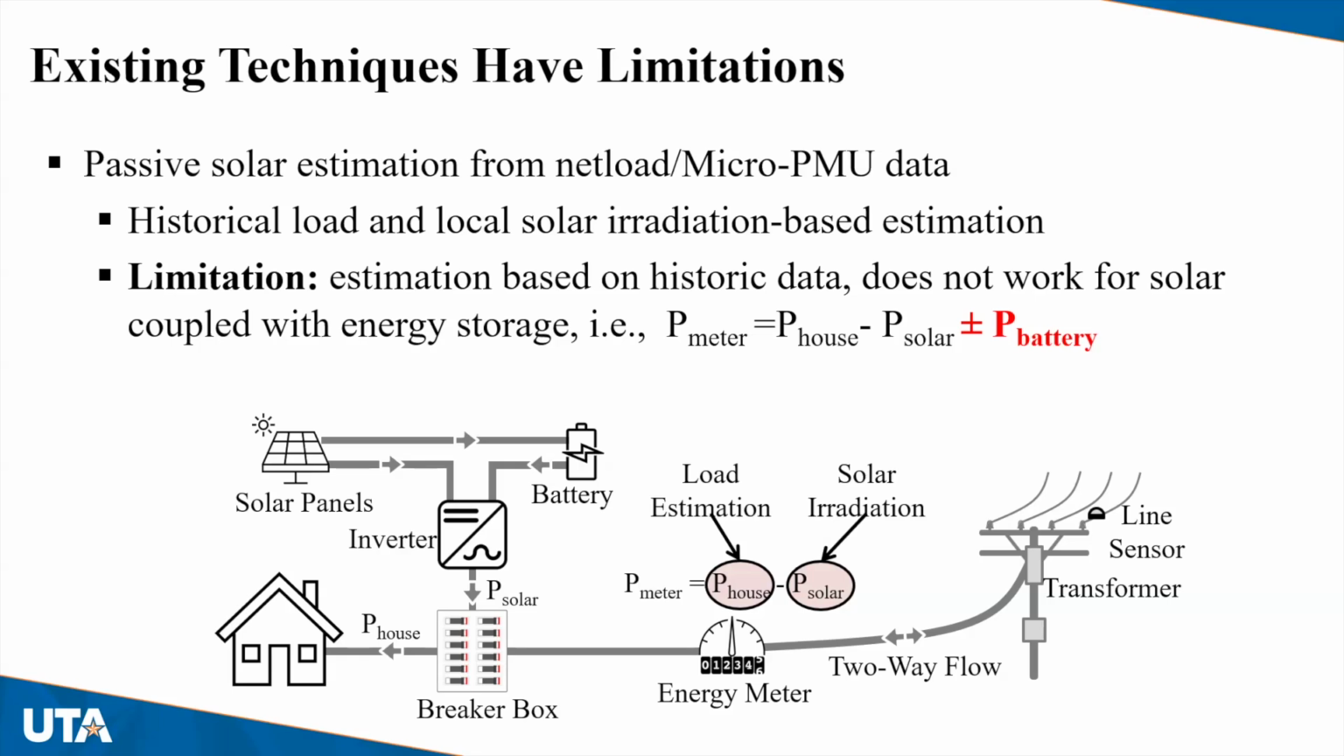Another problem that we're seeing right now is that if you have batteries in those distributed energy resources in the residence, they add additional variability. That means you can no longer correlate the solar irradiation with the generation of the solar panel, because your solar panels are sometimes feeding the batteries. So you cannot really do this anymore.